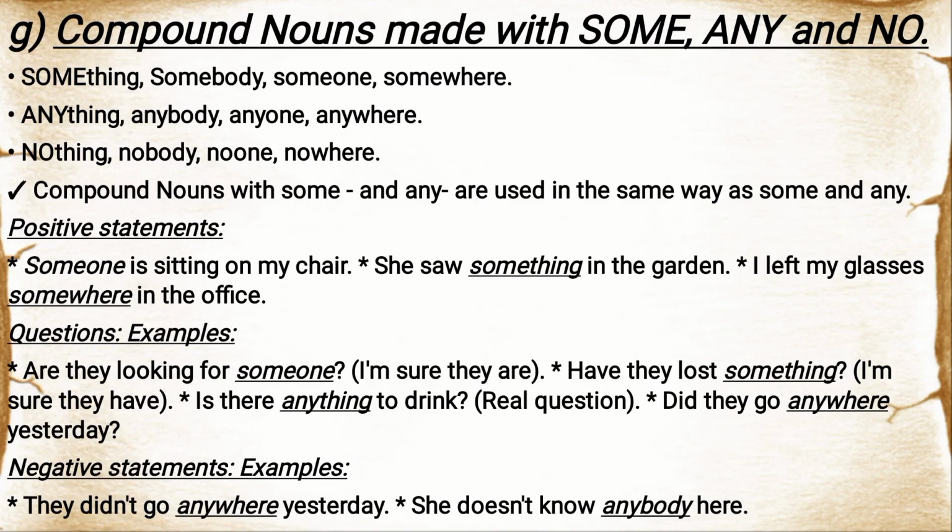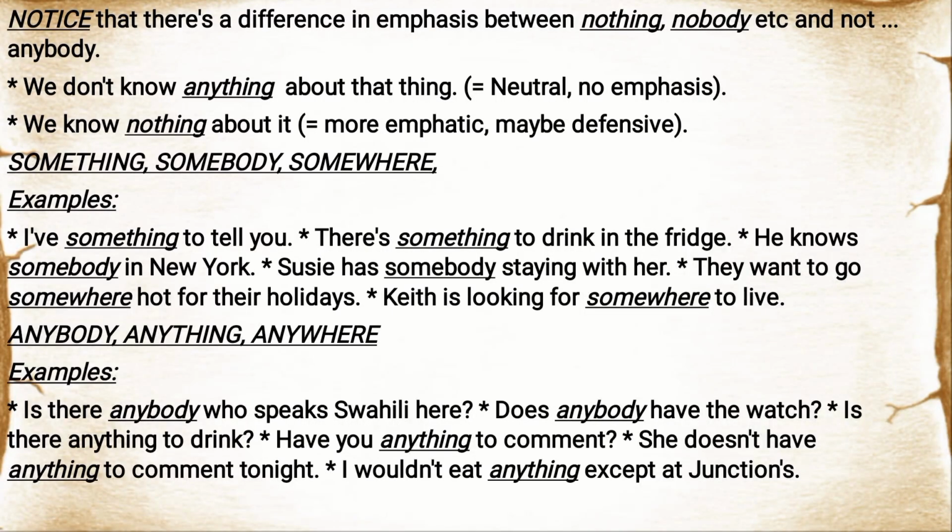Questions. Examples: Are they looking for someone? I'm sure they are. Have they lost something? I'm sure they have. Is there anything to drink? Did they go anywhere yesterday? Negative statements. Examples: They didn't go anywhere yesterday. She doesn't know anybody here.